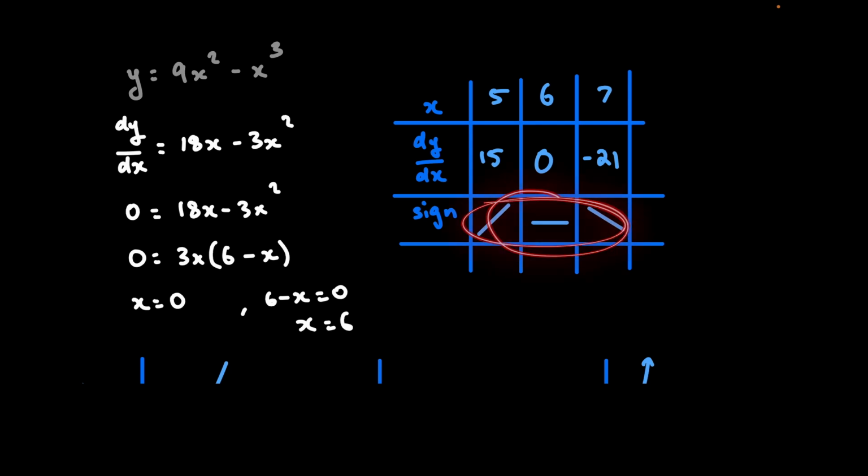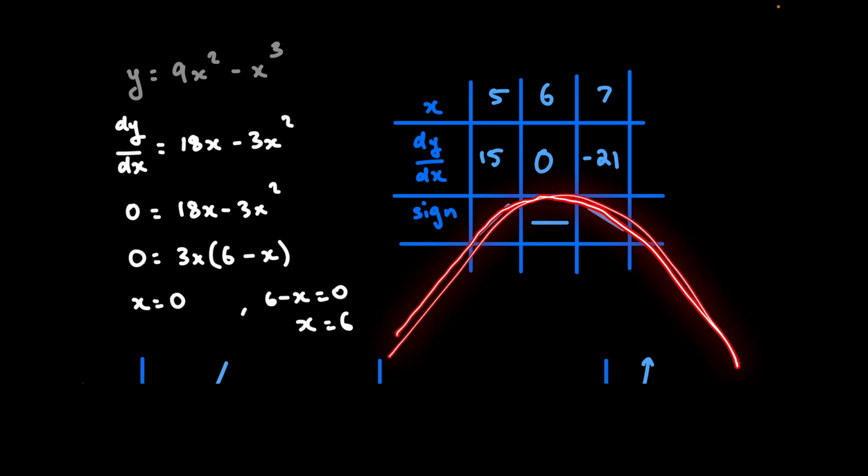And just from this little sketch here, this sign sketch, we can see it's rising, then it's flat, then it's falling. Okay, and that clearly shows that this point here is going to be a local maximum.